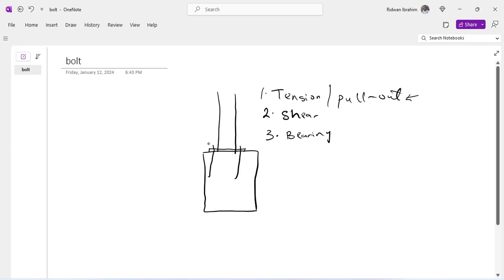The second mode of failure is shear. When will shear happen? Shear basically means when these bolts cut. Let's assume that you apply a force here, and then the position of this UC column changes from this position up to this position.